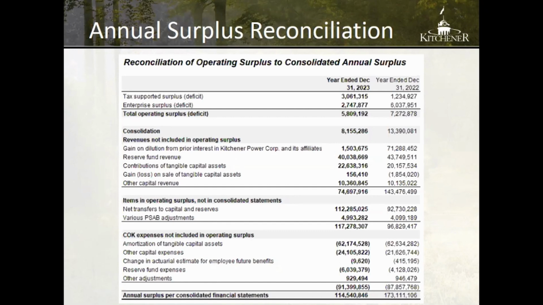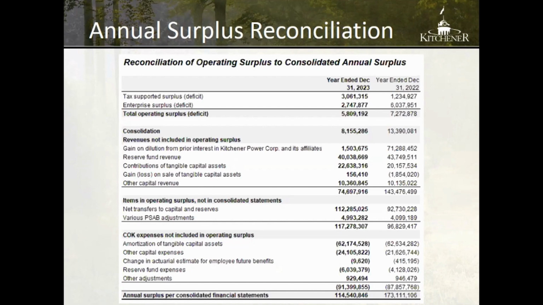This slide is meant to demonstrate the difference in the annual surplus on the Statement of Operations in the consolidated financial statements compared to the operating results that were provided to you in April. The total operating surplus for the tax base and enterprises presented in April was approximately $5.8 million, compared to a surplus of $114 million presented in the financial statements today.